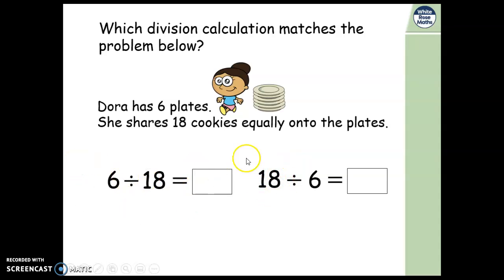So it's not this one, because we tried to share 6 cookies between 18 people. If we tried to share that, we would get a very difficult number. So the answer is this one.